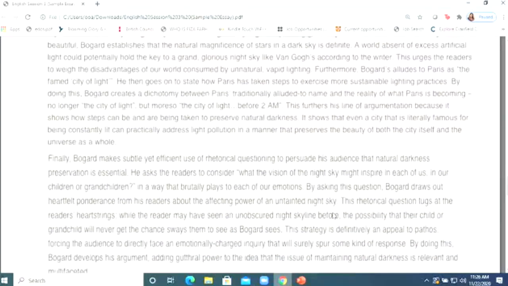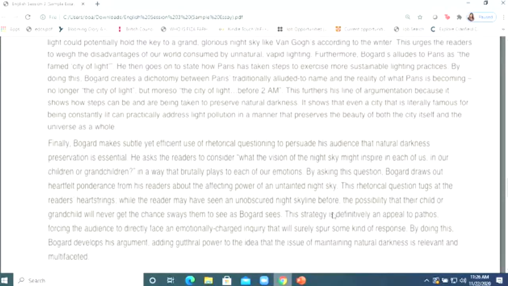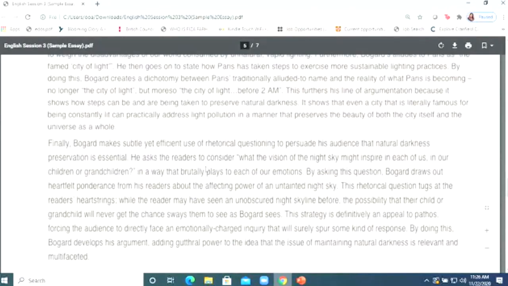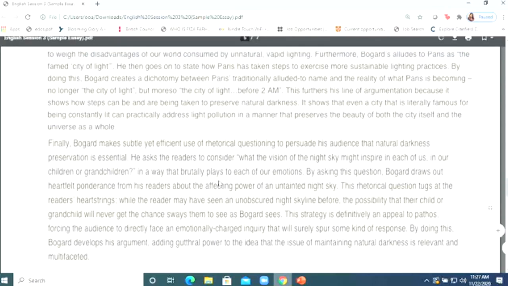Now, the last body paragraph, guys, the last persuasive element, which was a rhetorical question. Finally, Bogarde makes subtle yet efficient use of rhetorical questioning to persuade his audience that natural darkness preservation is essential. He asks the readers to consider what the vision of the night sky might inspire in each of us, in our children or grandchildren, in a way that brutally plays to each of our emotions.